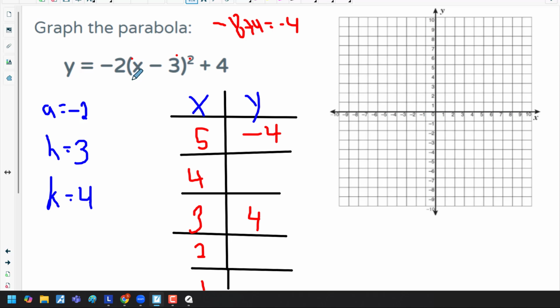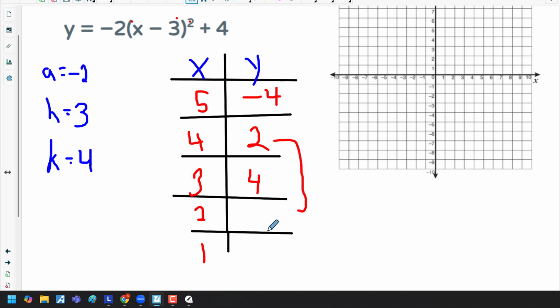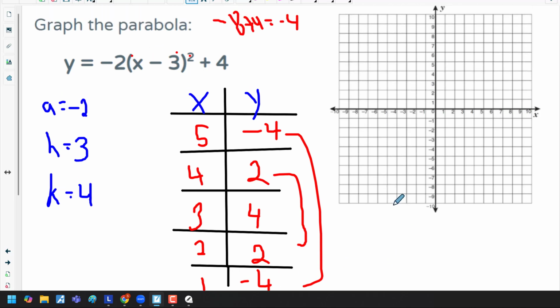Plug in 4. 4 goes here. 4 minus 3 is 1. 1 squared is just 1. 1 times anything is that thing, so this is -2. -2 plus 4 is +2. And I know because of symmetry that this is going to be 2, and I know because of symmetry that this is going to be -4. So that's how quick you can do this.